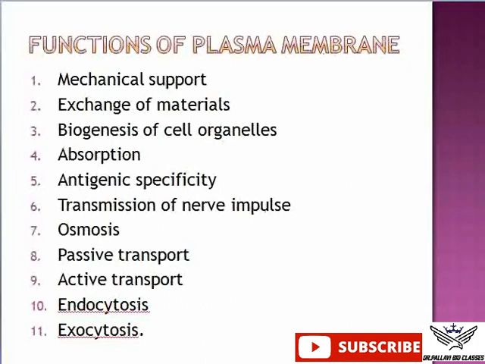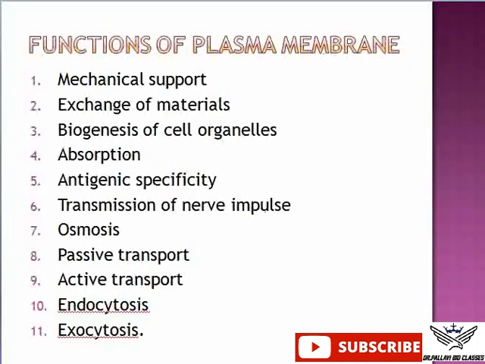Next is antigenic specificity. Antigenic specificity is another feature of the plasma membrane. The antigens specify the cells and are located on the surface of the plasma membrane. The antigenic determinants are the glycoproteins of the plasma membrane. Next is the transmission of nerve impulses. The plasma membrane of nerve fibers transmits nerve impulses.